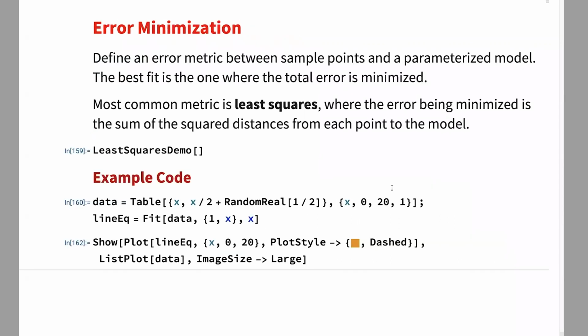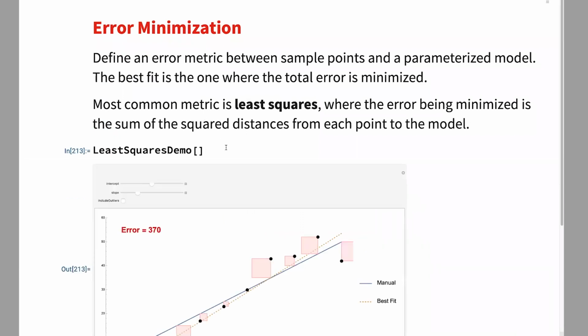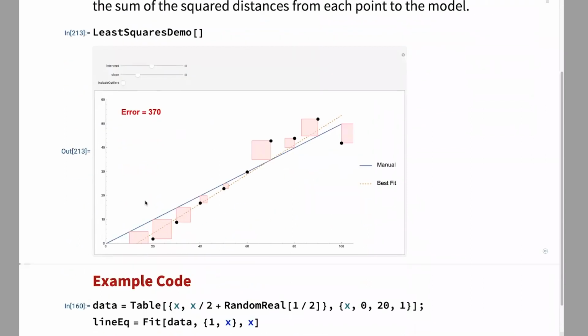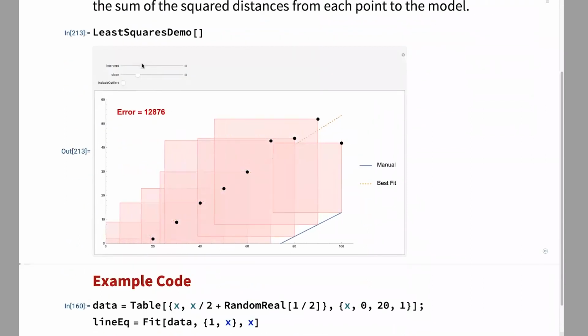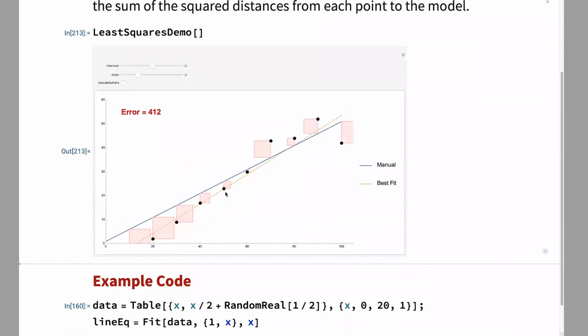The first one is error minimization. If you've taken a statistics class, this is probably pretty familiar to you. Basically, we define some error metric between our points and the model, and we want to find the model that has the minimum error. The most common metric is least squares. We have a visualization here. For example, we have this blue line that we can control, and the error is the distance from each point to that line squared, visualized by these red squares here. So the area of all these squares summed up will be the total error. That is what we minimize at the best fit, which you can see is about here.